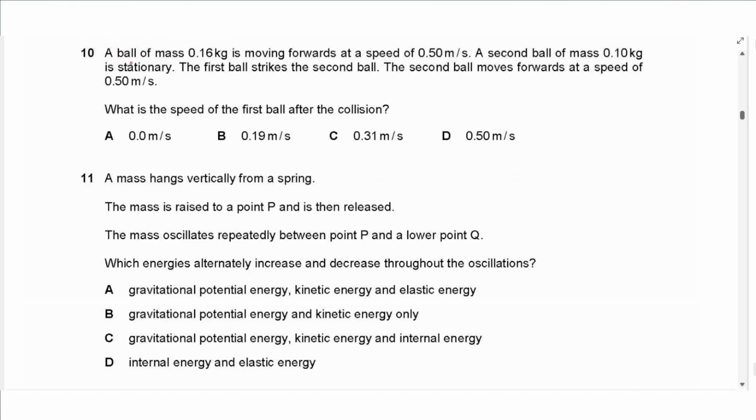Question 10 says a ball of mass 0.16 kilograms is moving forwards at a speed of 0.50 meters per second. A second ball of mass 0.10 kilograms is stationary. The first ball strikes the second ball. The second ball moves forward at a speed of 0.50 meters per second.